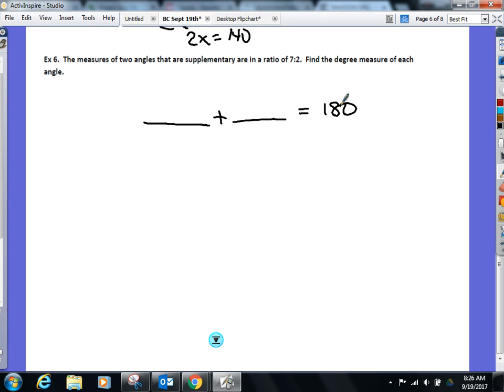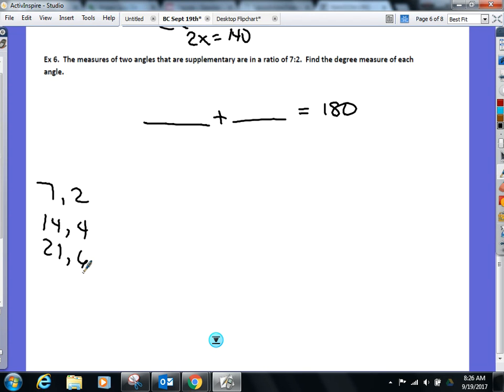So it could be what? 7 and 2, 14 and 4, 21 and 6. Everyone seeing where I'm getting those numbers from? I'm saying to myself, it could be 7 and 2, but that doesn't make sense because it's got to add to 180. I guess it could be 14 and 4, or 21 and 6. What do I keep doing here to get these values?